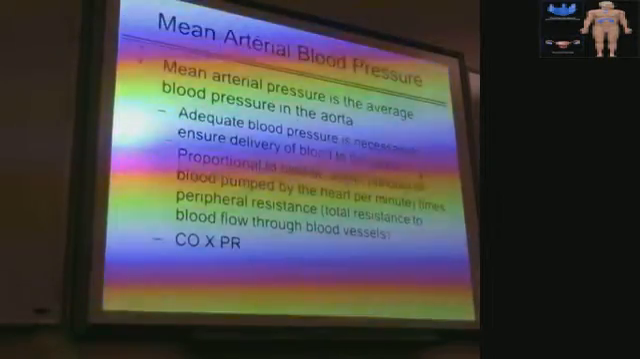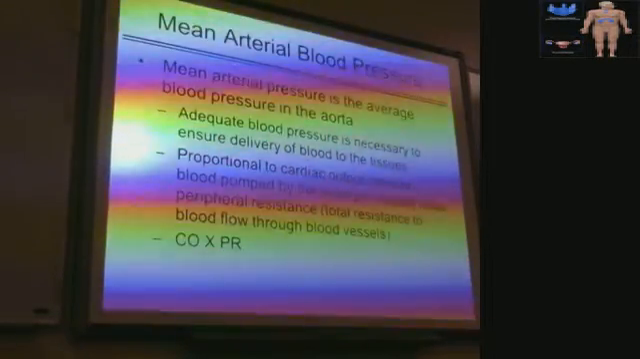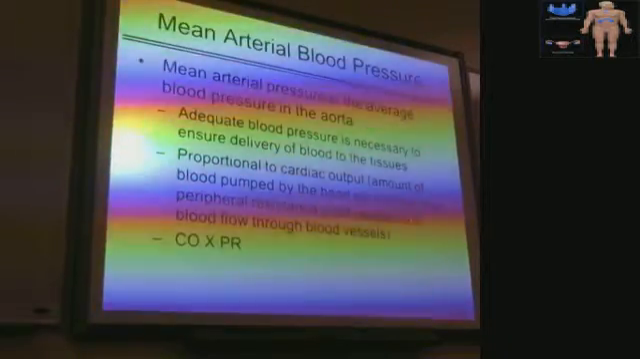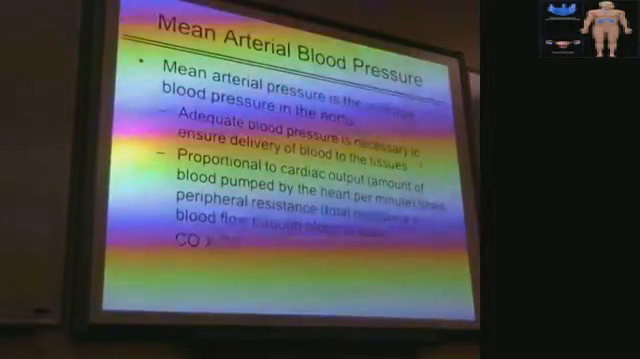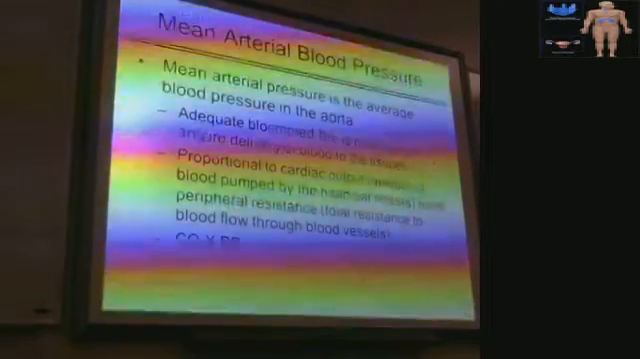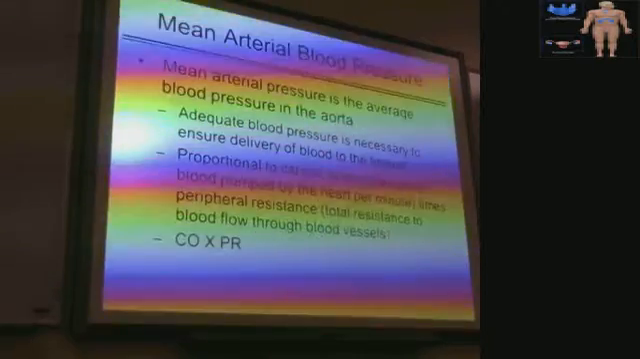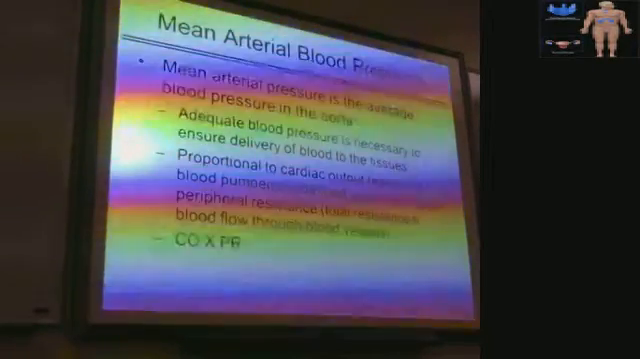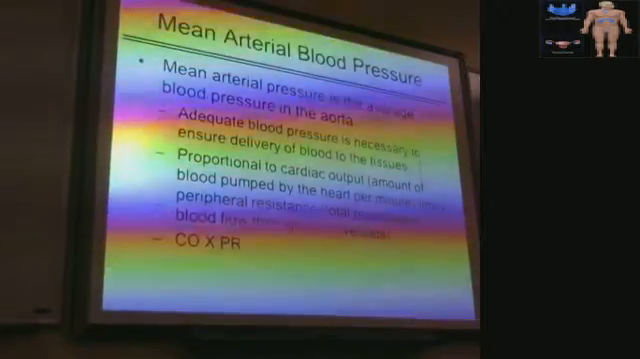Okay. So it has to do with not only your cardiac output, but the peripheral resistance, how much your tissues are resisting the flow of the blood. You can use the formula down here, cardiac output times the peripheral resistance, to figure out how much blood pressure, or how much adequate supply of blood, you're getting to your tissues.